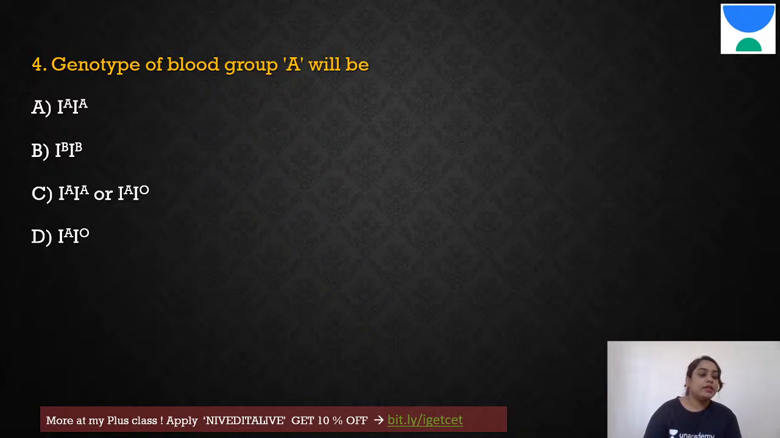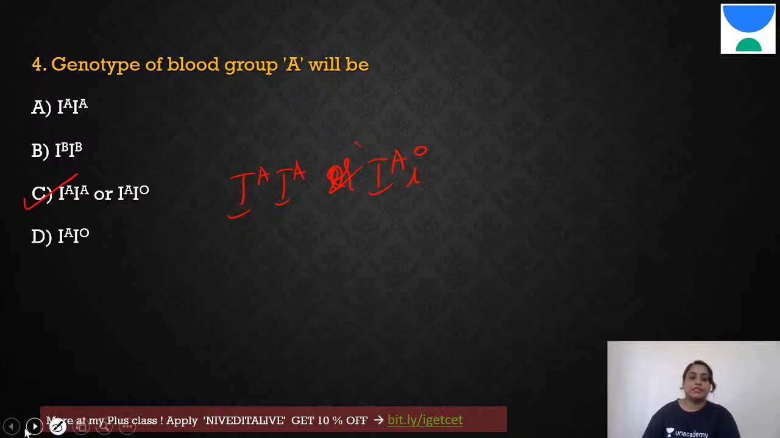Here, in this case, it is I^A I^A or I^A i. It is either one of these. Not and, sorry, it should be or. Either one of these.